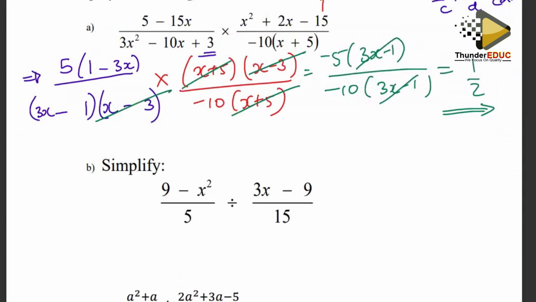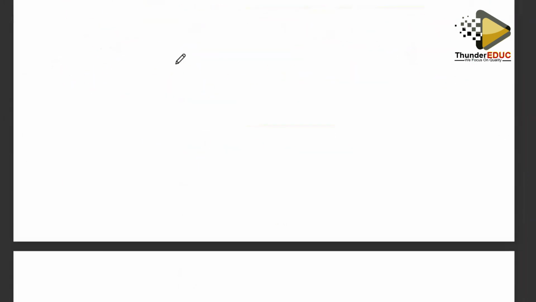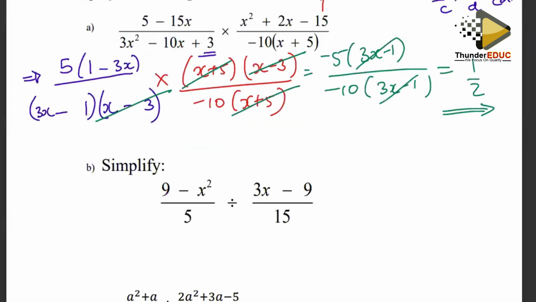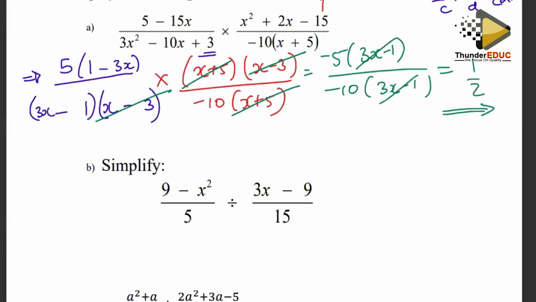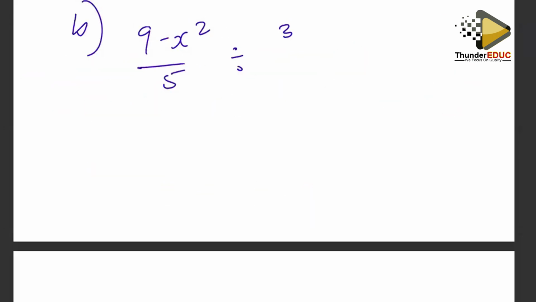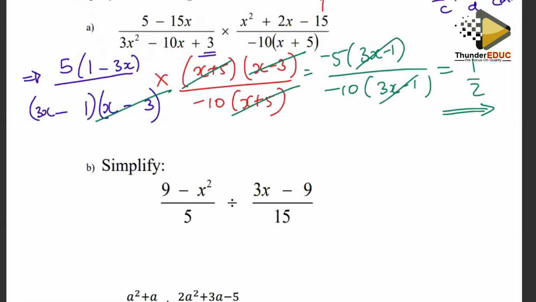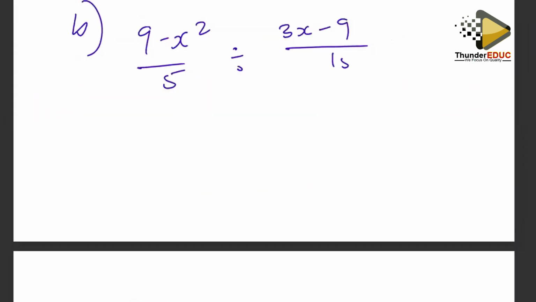Part B, we have 9 minus x squared over 5. We are dividing by 3x minus 9, but this is over a 15. So what do we see? Let's first change this to multiplication: 9 minus x squared over 5 times 15 over 3x minus 9.